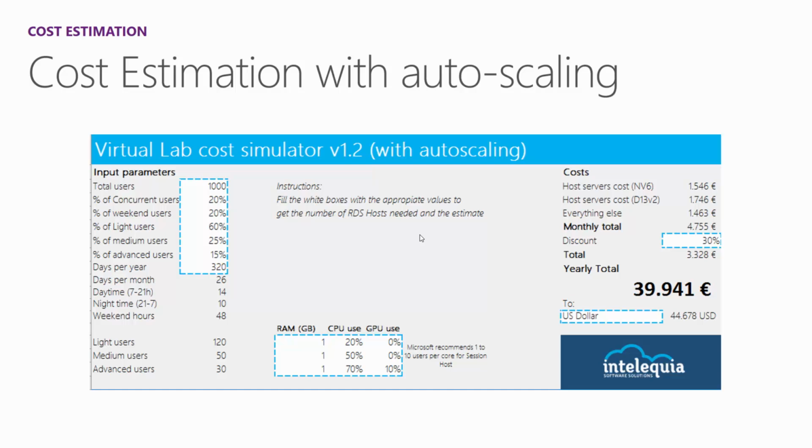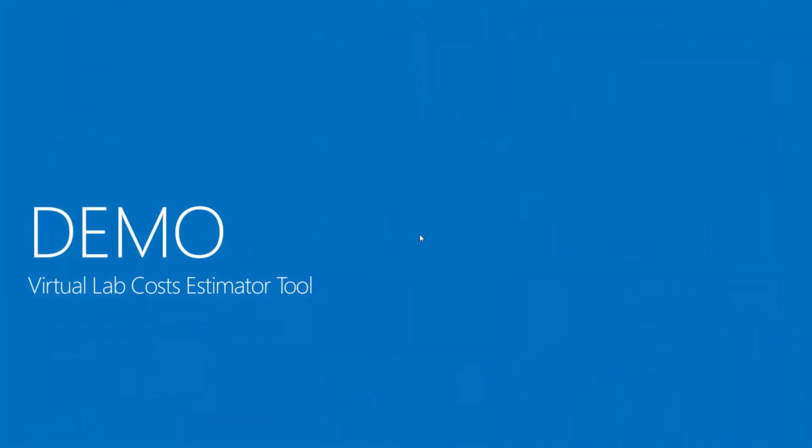Of course, this can be tuned up and down based on the number of machines, and there are a lot of things that can be changed. You will see in the demo how all of those numbers can influence the final cost that you would incur for this solution. So now let's have a look at the demo and see exactly how this Virtual Lab Cost Estimator tool looks like.